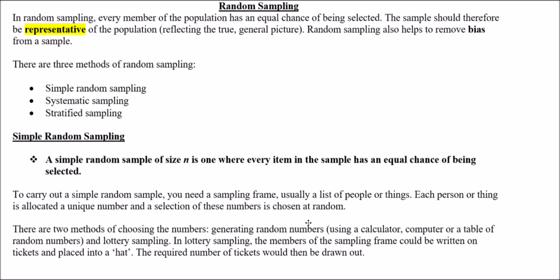The first method nowadays is much more practical and widely used. Using a calculator to generate random numbers is much more common now. In lottery sampling, which is the second way of doing it, the members of a sampling frame could be written on tickets and placed into a hat. Then the required number of tickets would be drawn out of the hat or container. That's old-fashioned, like using it as a raffle. It's still used, but because it's more time-consuming, you need paper, and it's more of a faff, usually the easiest way now is just to use a calculator or computer to generate random numbers.